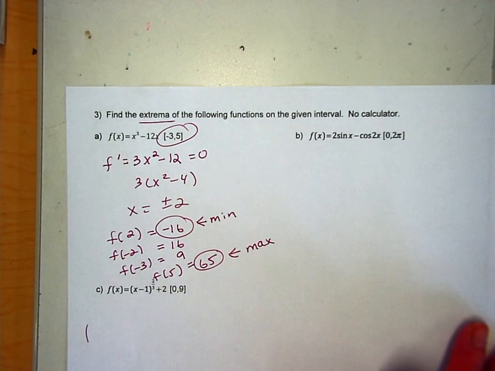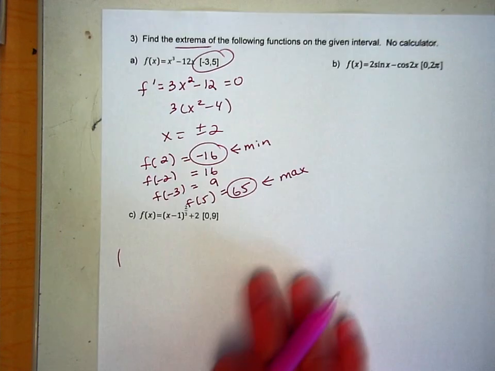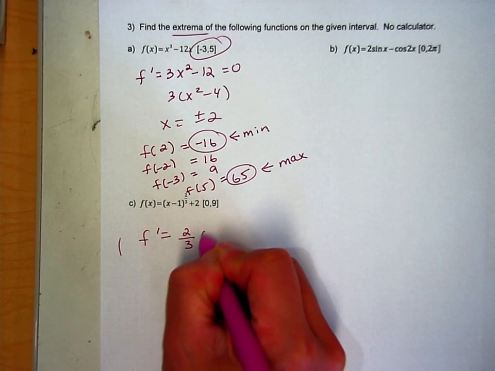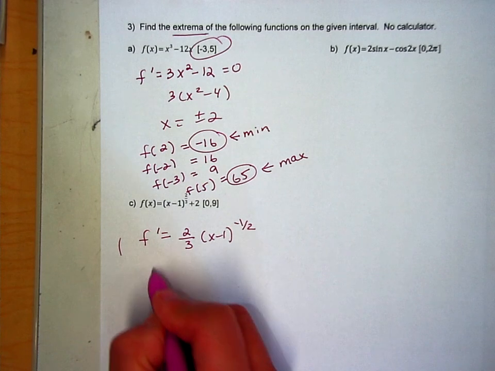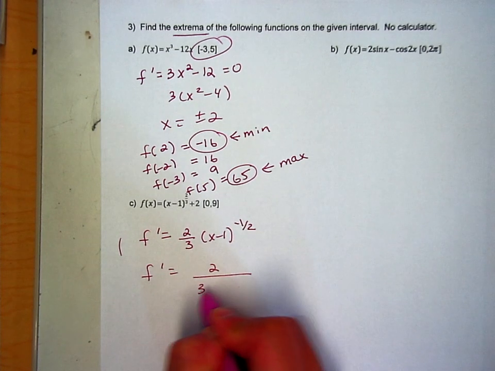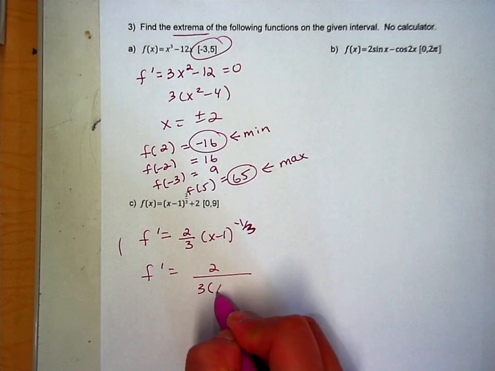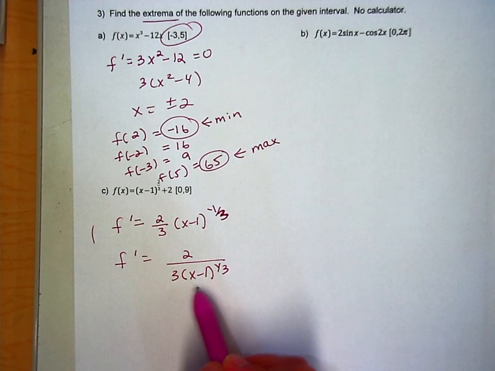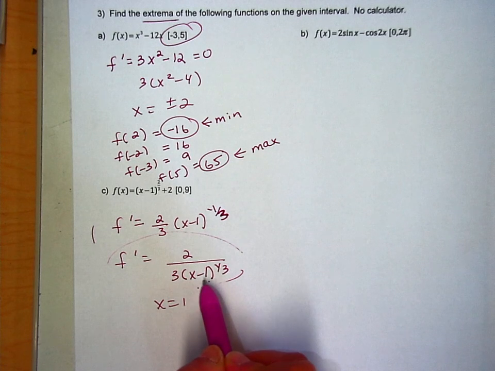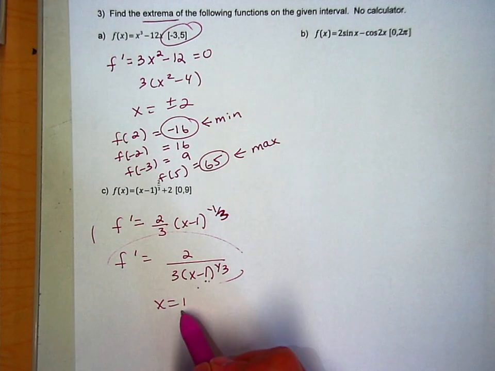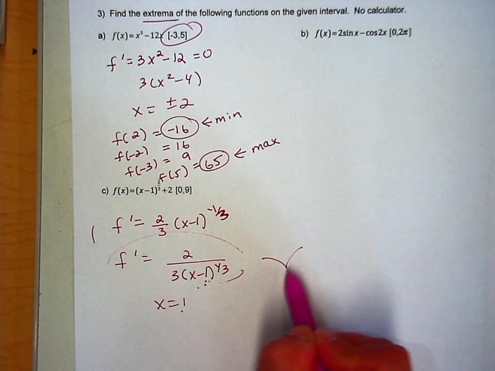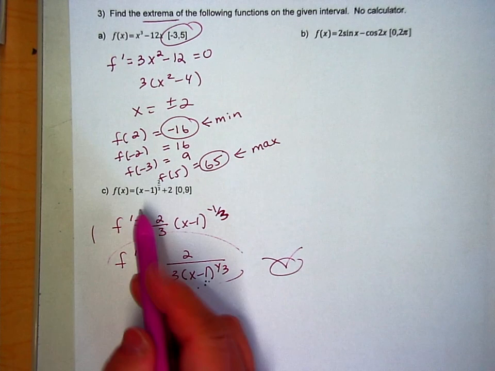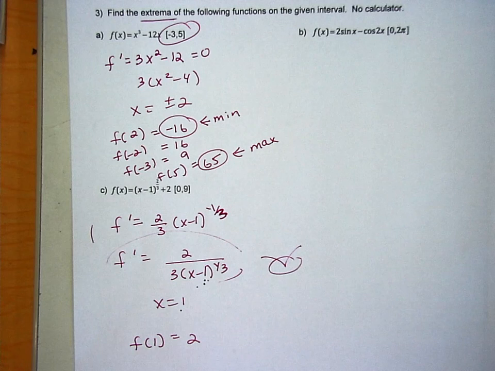Okay, let's try letter C. So step 1 again, let's start with our derivative. So I'm going to bring down the 2/3, reduce the power by 1, and I will need to simplify it. So the only thing I have to do is drop that to the bottom so I get to here. So the only critical number I see is x equals 1 because it makes the derivative undefined. And basically what you have at x equals 1, because the derivative is undefined, is you're going to have a cusp there. So I'm going to take that critical number, plug it back into the very original function, and if you do that, you're going to get 2.